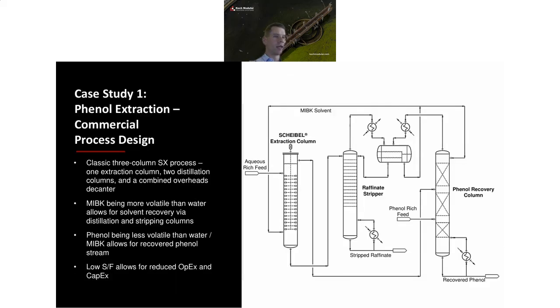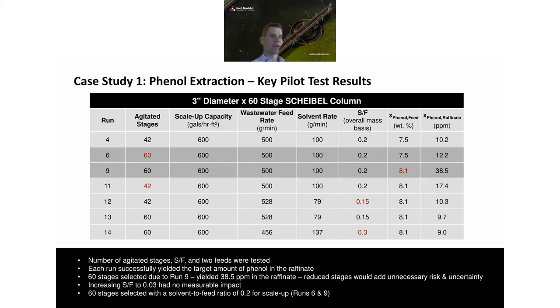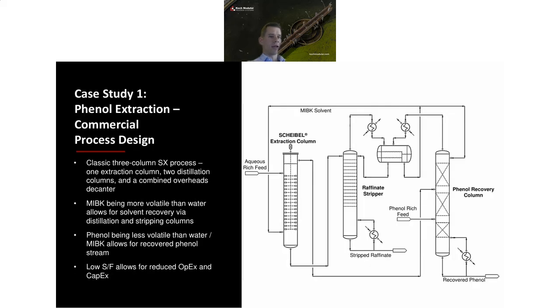to scale up. And this is what the overall commercial process looked like. Very similar to the slide I went through earlier, where you have a volatile solvent, so we have a raffinate stripper and a solvent recovery column. Coming off the bottom of that raffinate stripper is a stripped raffinate stream, a stream that's going to have less than 50 parts per million phenol in it. And then coming off the bottom of the phenol recovery column, we're going to have a concentrated solute stream, which is phenol in this case, a recovered phenol stream. But otherwise, it's very similar to that slide I went through before.